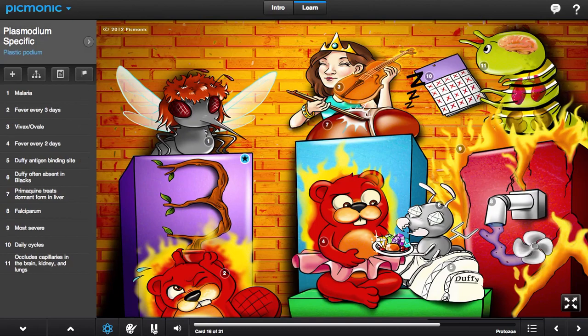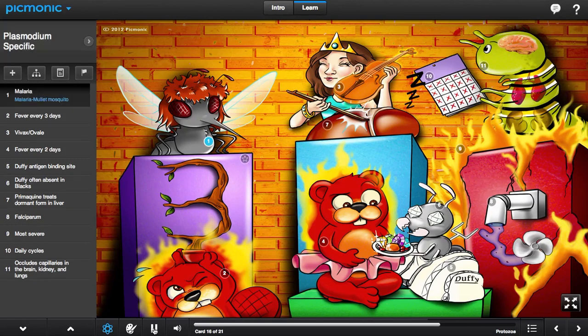Plasmodium, illustrated by the plastic Plasmodium podium, is a species of protozoa, shown by the protozoa propeller coming out of the faucet, that causes malaria. Malaria is represented by the mullet mosquito. There are several species of Plasmodium that cause disease, including Plasmodium malariae, vivax, ovale, and falciparum.